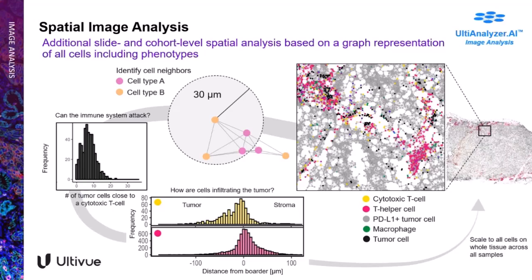Here, for the yellow cytotoxic T cell, we see within the tumor this shoulder, indicating infiltration when compared to the helper cells. This again is done on all cells, a full slide, so it can be millions on one slide, but also across cohorts. So it's really targeting large numbers of cells here, and is also, in our case, computationally accelerated by cloud computing.